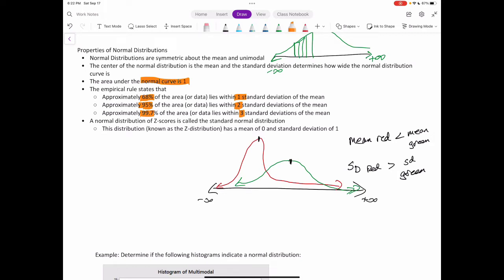So that's why, if you've ever heard the phrase that if you're more than 3 standard deviations away from the mean, you're an outlier, aka a weird value, that's where that came from.